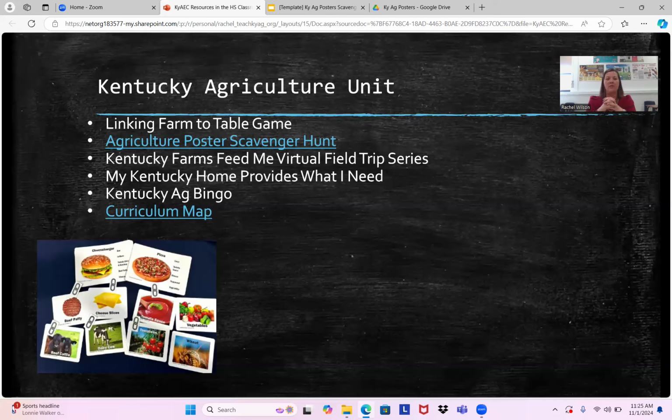You can do that ag poster scavenger hunt. And then I like to delve into some of the commodities that are commonly produced here in the state of Kentucky. So after we do the farm to table game, after we do our scavenger hunt, I actually make a packet to pass out to the students. Instead of me having to pass out a different worksheet at the beginning of every day or a different activity, I'll actually pass out a packet at the beginning, and they're numbered at the bottom, so I can just tell students to turn to page whatever, and they can get started on that activity.